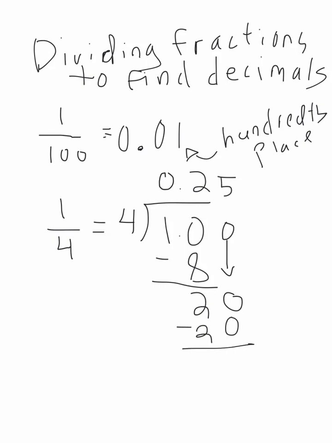I do the subtraction, 0. I don't have a remainder, and my quotient is 0.25. So I've converted 1/4 into a decimal, which is 25 hundredths.